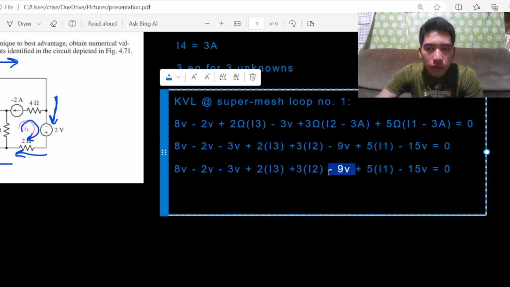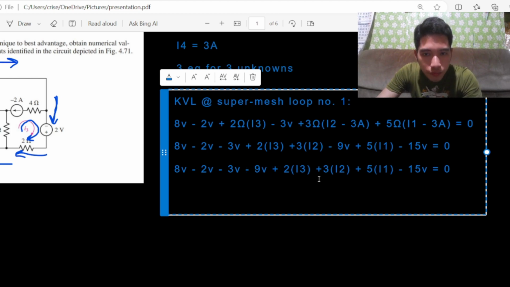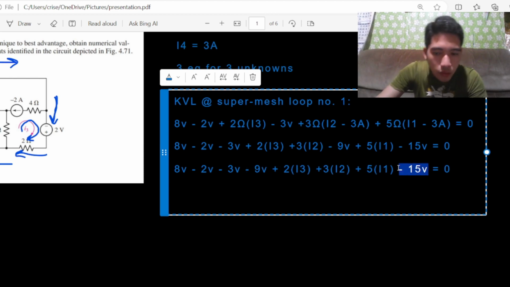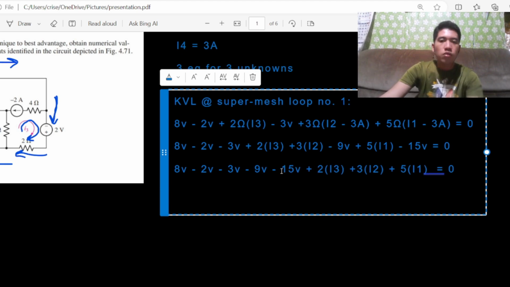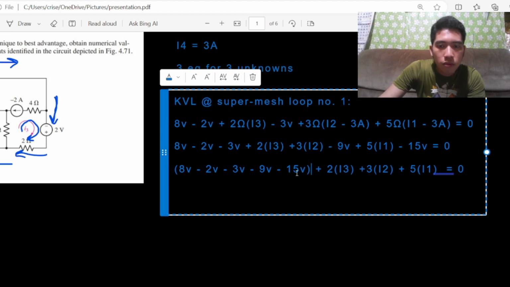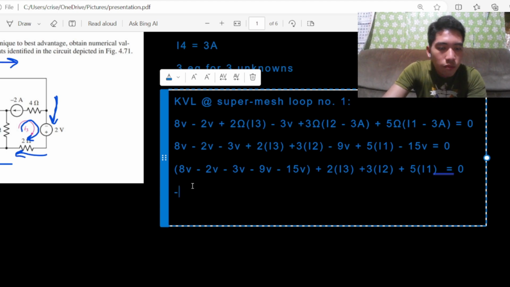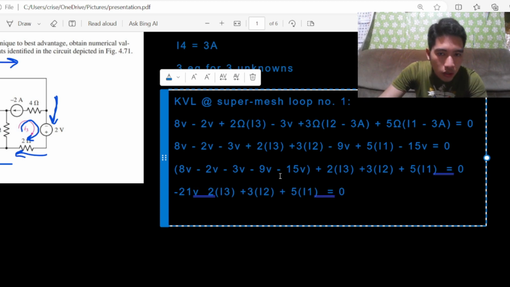So we'll move the negative 9 volt together in this position, and also the negative 15 volt. So here we go. Now we'll solve. So positive 8 volt minus 2 volt minus 3 volt minus 9 volt minus 15 volt equates to negative 21 volts. And we'll just copy this. Now we have our equation.